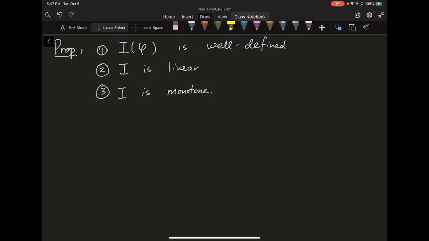Then what I want to show is that it's actually linear. So recall the simple functions form a vector space.